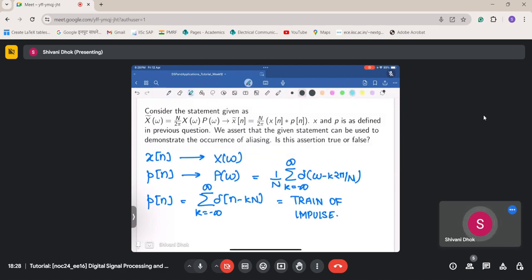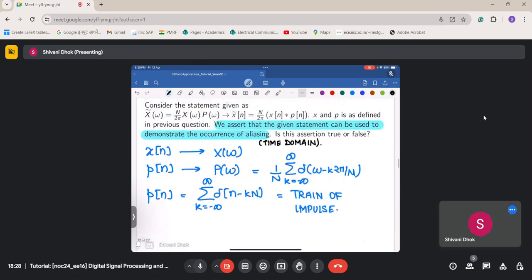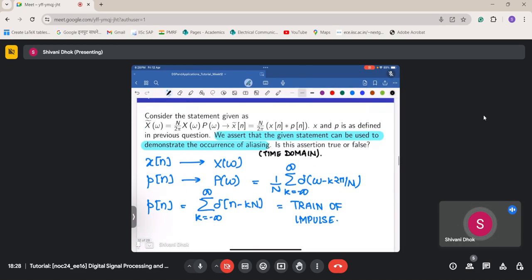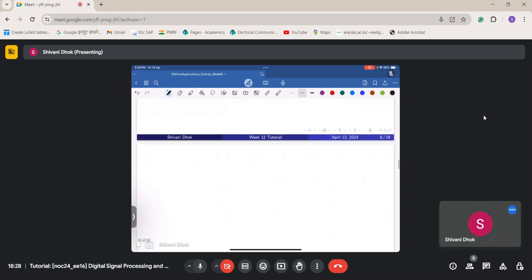Now they say that we assert that the given statement can be used to demonstrate the occurrence of aliasing. Is this assertion true or false? So aliasing, in particular in the time domain. I need to be very specific: in the time domain. Yeah. So does this statement tell us something regarding that? So now just look at this x tilde of n which we are having.